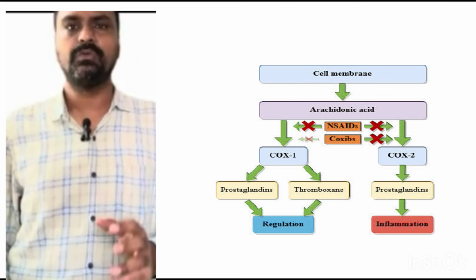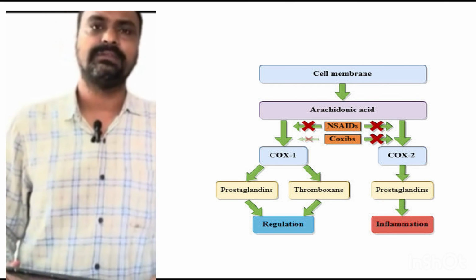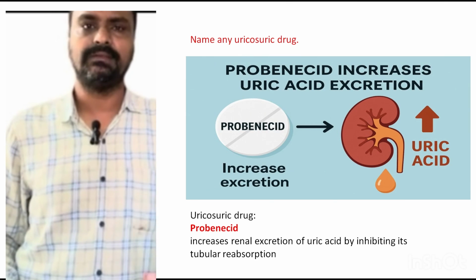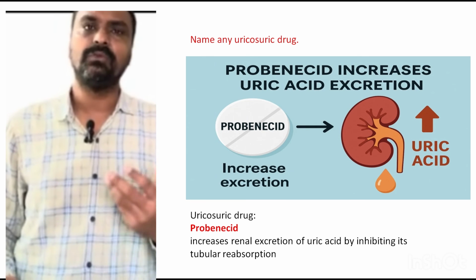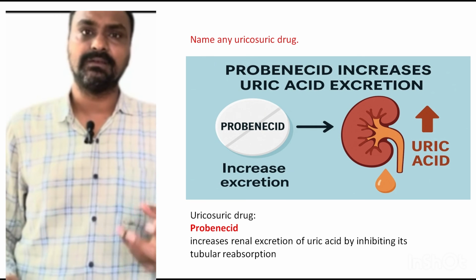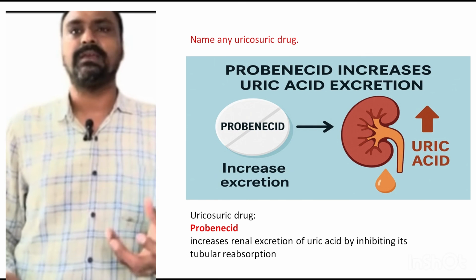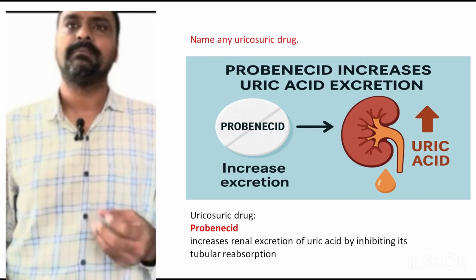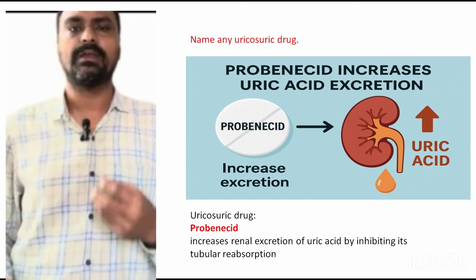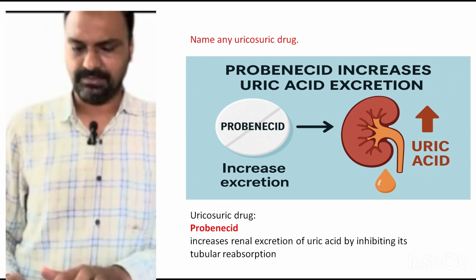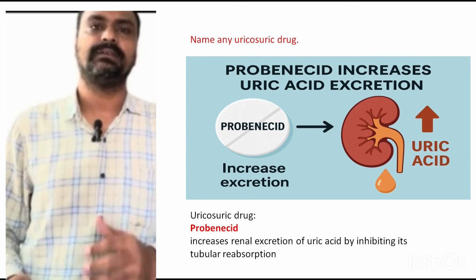Now, what are the uricosuric drugs? So whenever there is interference in uric acid excretion, we can give the uricosuric drugs. What will these drugs do? Drugs like probenecid will increase the uric acid excretion. They act by inhibiting renal tubular reabsorption of uric acid. So this is how probenecid works.